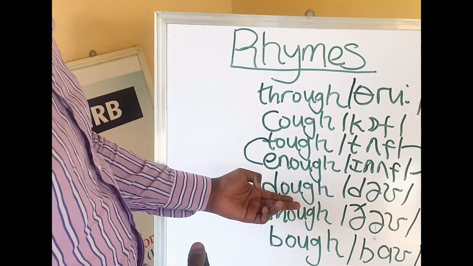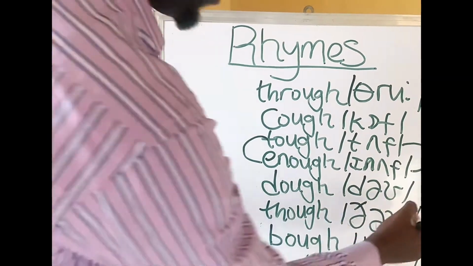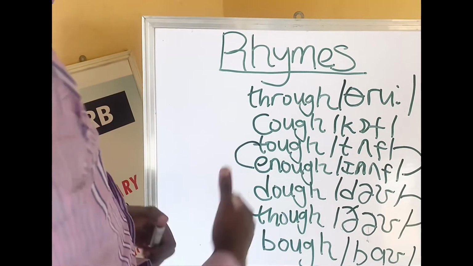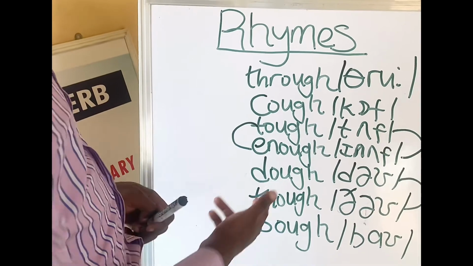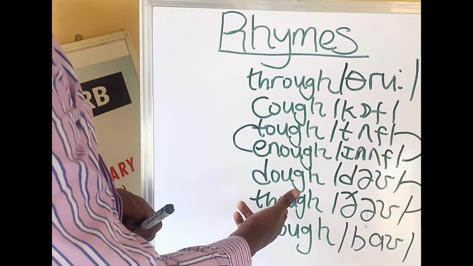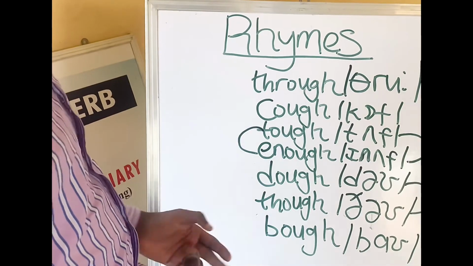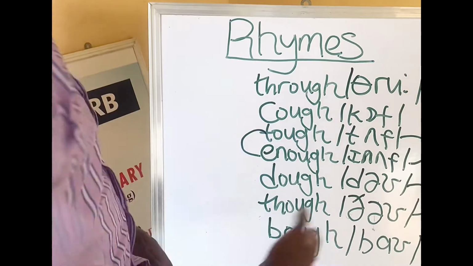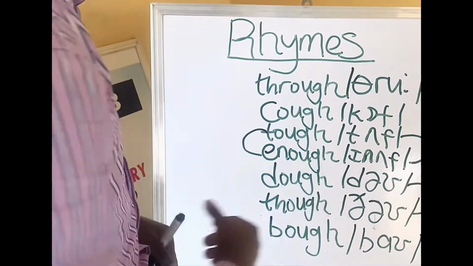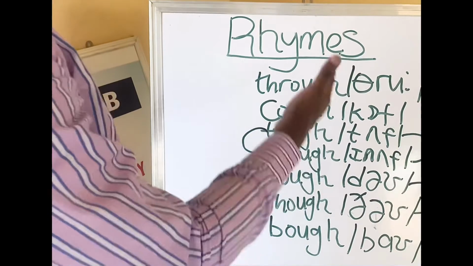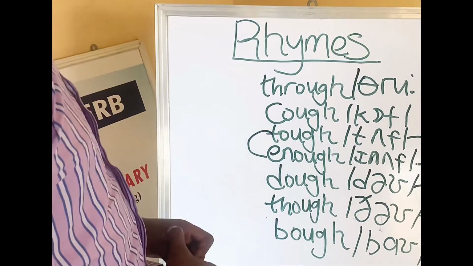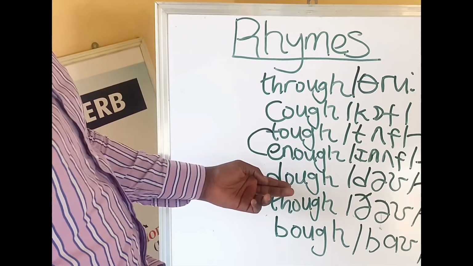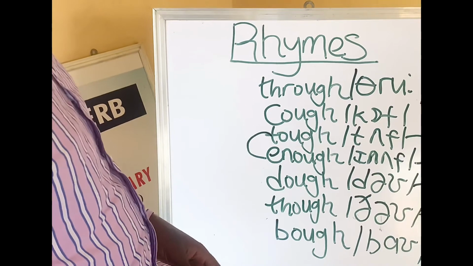Okay, we have dough and though. Yes, these two also rhyme because they have similarity of sounds towards the end of the words. But let's take a look at the last one, which is bough, a branch of a tree. Bough does not share the same sound towards the end of the word with any of the words here, so it does not rhyme with any of the words. So here we have just two rhymes, tough and enough, as well as dough and though.